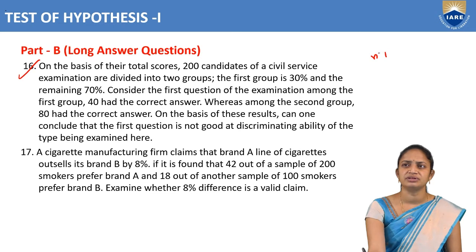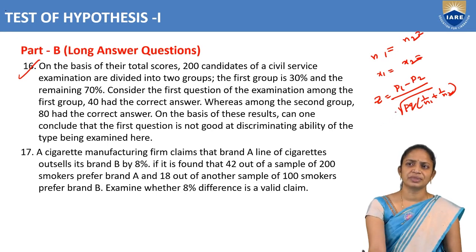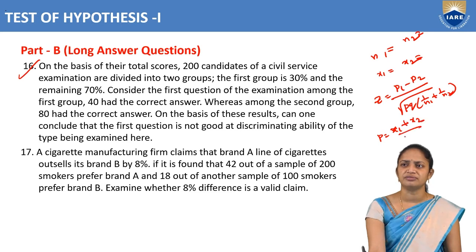So they have given that the total values are n1 value and n2 value. And here we have to use x1, x2 values. x1 is 40 and x2 is 80. So we have to use p1 minus p2 divided by under root of PQ into 1 by n1 plus 1 by n2. This is our procedure. So here P equal to x1 plus x2 divided by n1 plus n2. So what is Q? Q is nothing but 1 minus P. We have to use that formula.